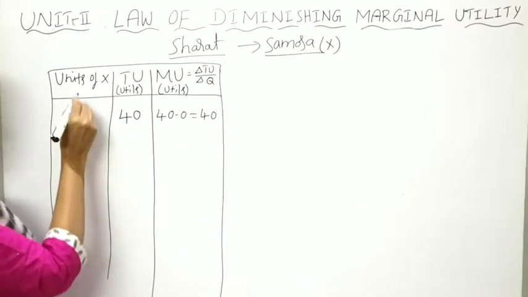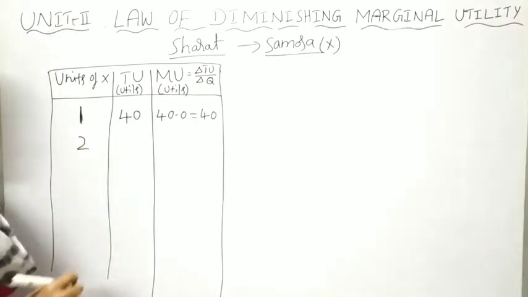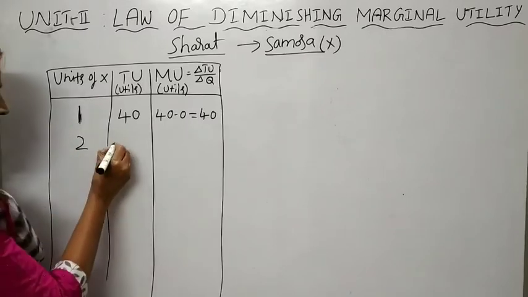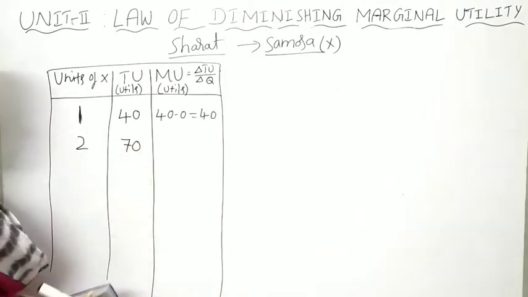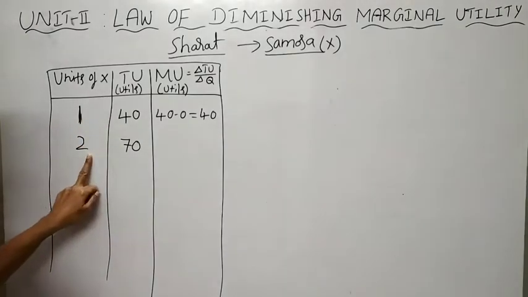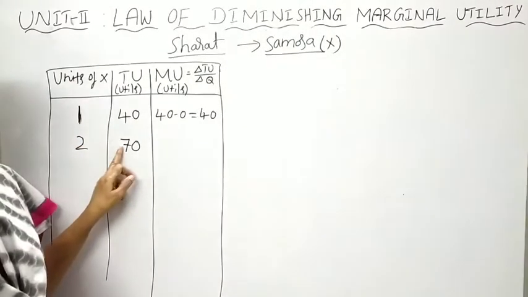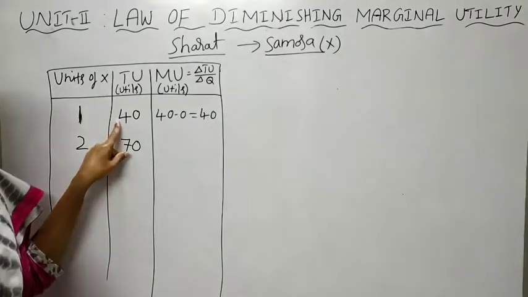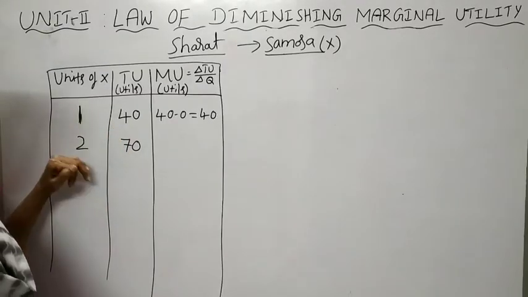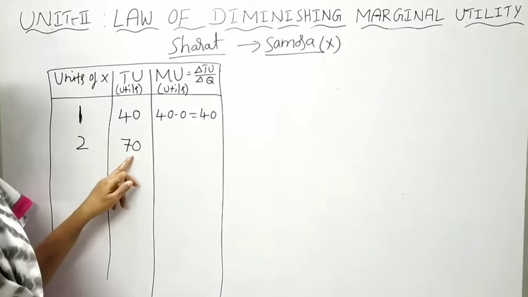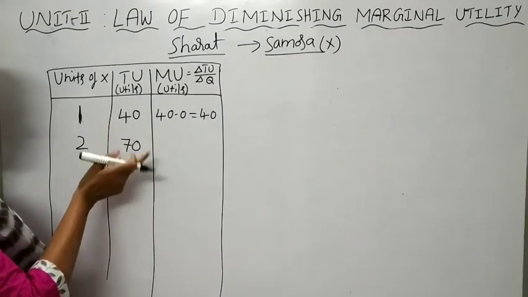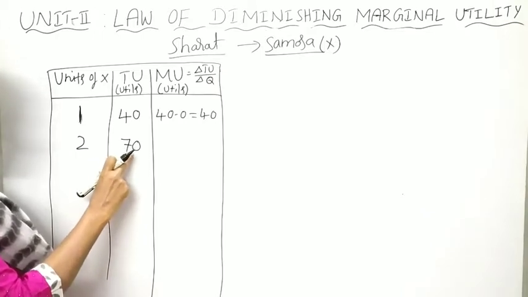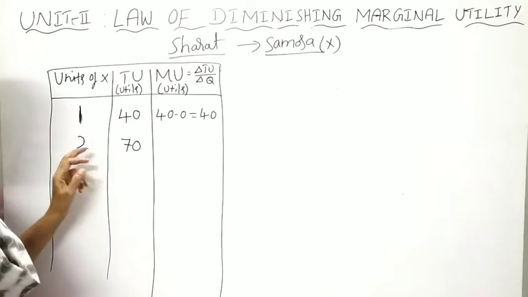Next, Sharat consumed the second samosa. By consuming the 2 samosas, he derived the total utility. From 2 units of samosas, Sharat derived 70 utils of total utility. Children, from the first one he derived 40 utils of utility, but by consuming the 2 samosas, his total utility is only 70. If from the second one also he derived 40 utils, then it would become 80. But from the second samosa, he is not getting that much utility.